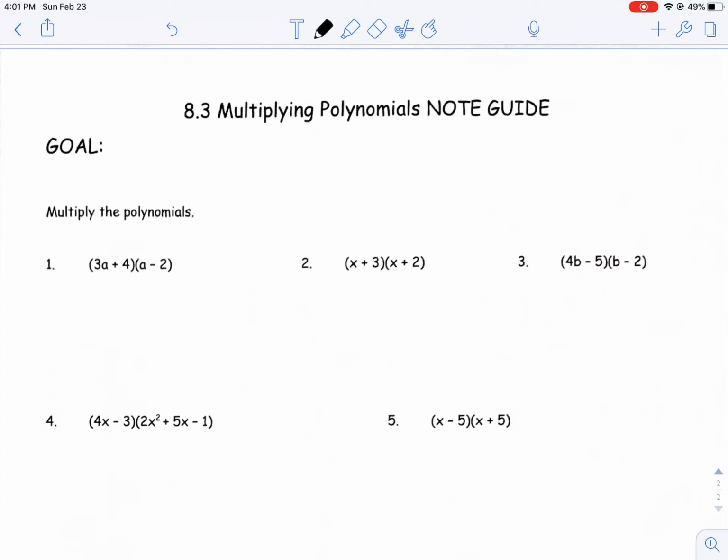8.3, I'm going to pull up my end here. I'm trying to get set up.